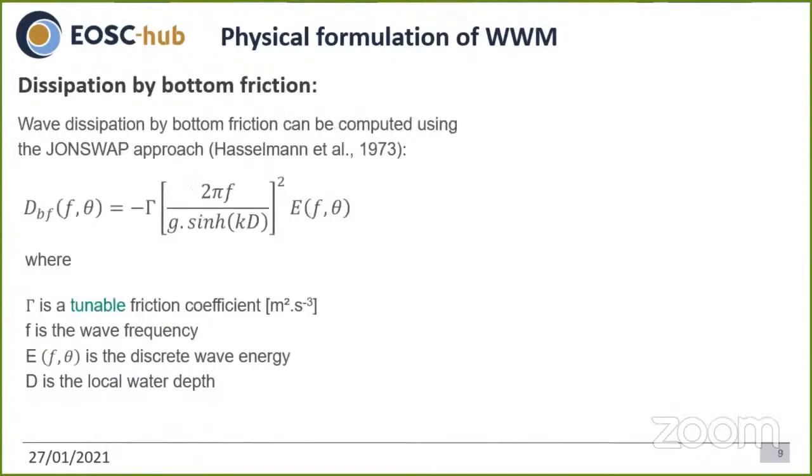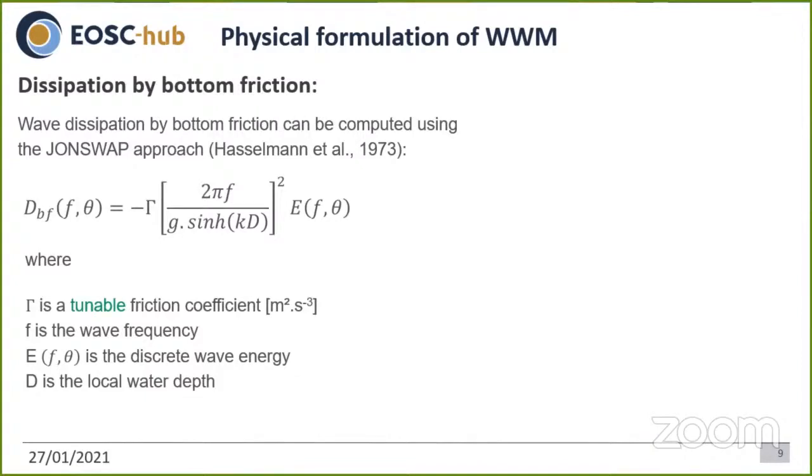The second process is the dissipation by bottom friction. One of the most widely used models to represent bottom friction in spectral models was introduced after the JONSWAP project. In this model, gamma is a tunable friction coefficient that depends mostly on the bottom nature. F is the wave frequency, E is the discrete wave energy, and D is the total water depth.